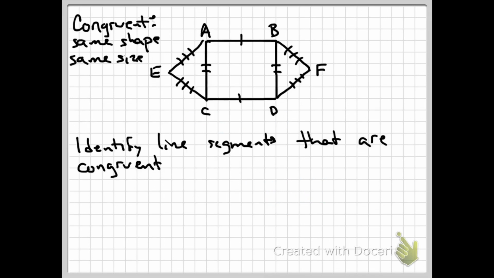All right, and then the last thing we're going to talk about is congruency. So when things are congruent, they have the same shape, same size. So think of it like a carbon copy, or if you're copying and pasting an image that's exactly alike from the original. So if we look here, we have these little hash marks. It almost looks like it's barbed wire. They want us to identify the line segments that are congruent.